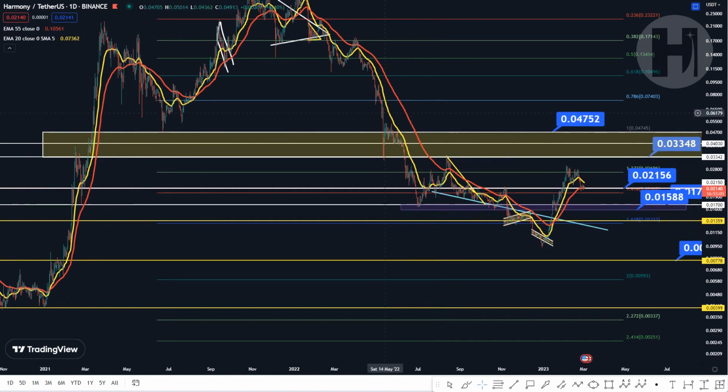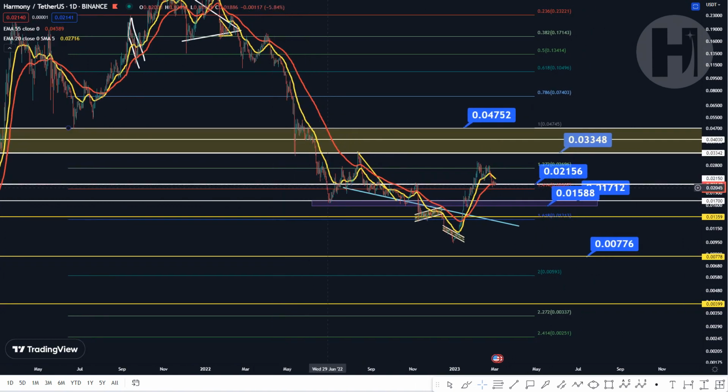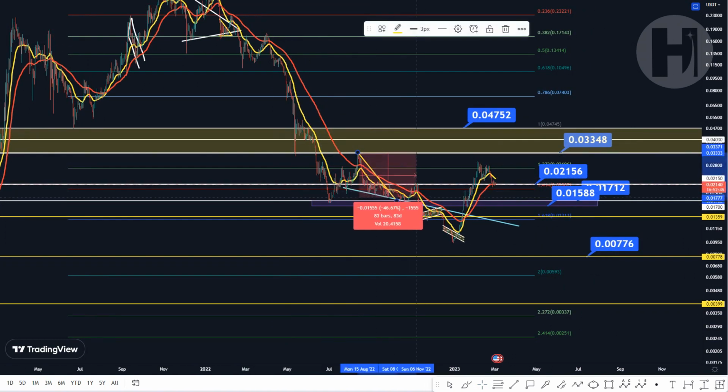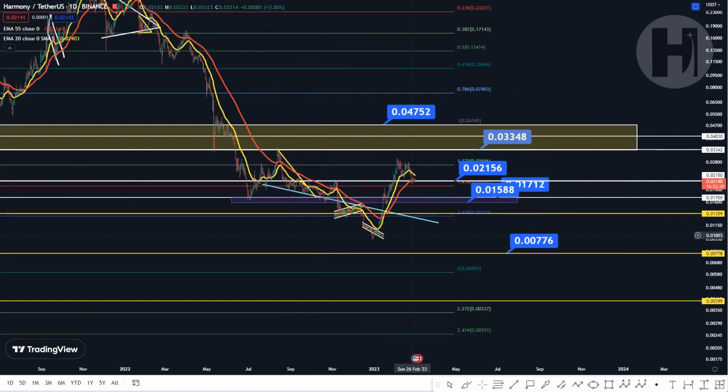I talked about this support block, saying how we could retest it as resistance afterwards, and this was a very good entry for anyone looking to get into Harmony One, basically the 1.414. That was a 63% move, and then we could have bought back in, you know, with a 50% pullback off of this high that we printed in August. So yeah, this was a tradable event.